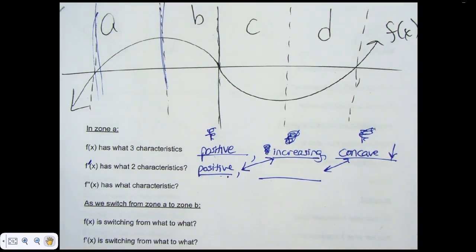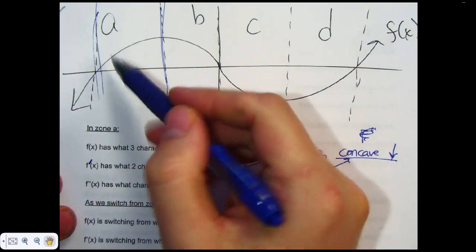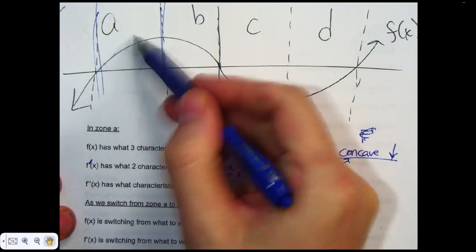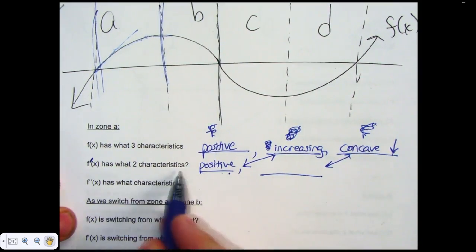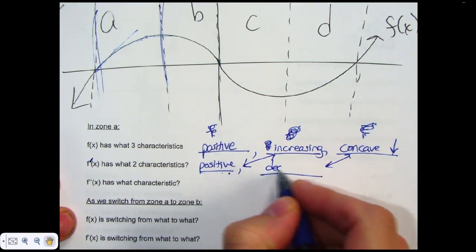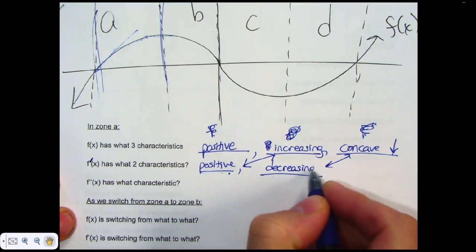What else do I know about, and we're still in zone A, what else do I know about the derivative? Or the slope? It's decreasing. Good. So the slope is decreasing. You see that as we go? So the slope here is steeper than the slope as I move along. So F prime of X is positive and decreasing.